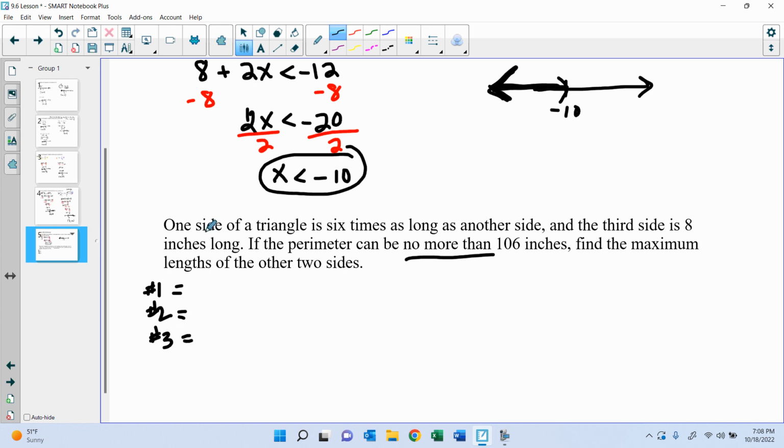So one side is 6 times as long as another side. So we can call side 1 X. And then one of the other sides is 6 times as long as that, so 6 times X. It doesn't matter which side I call what. There's 3 sides, and we don't know these two, so we'll call one of them X. Side number 2 is 6 times as long as another side, and the third side is 8.